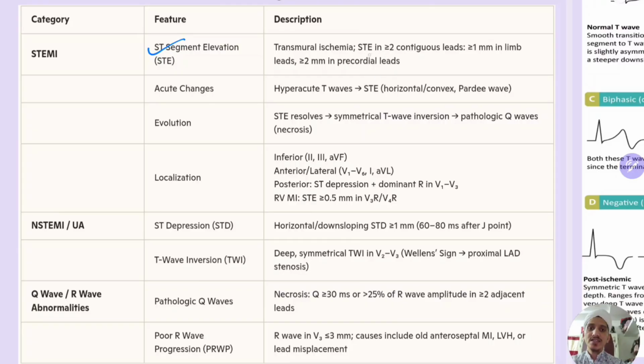You will say ST segment elevation when it is in at least 2 contiguous leads, and it should be at least 1 mm in limb leads and at least 2 mm in precordial leads. That is nothing but at least 1 small square in limb leads and at least 2 small squares in precordial leads. And what do we mean by contiguous leads? For example, in inferior infarction, 2, 3 and aVF will be the contiguous leads.